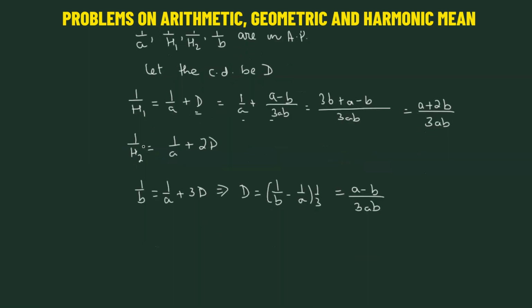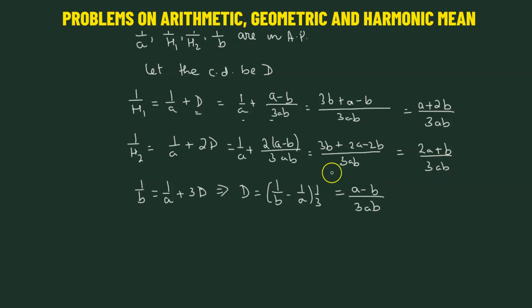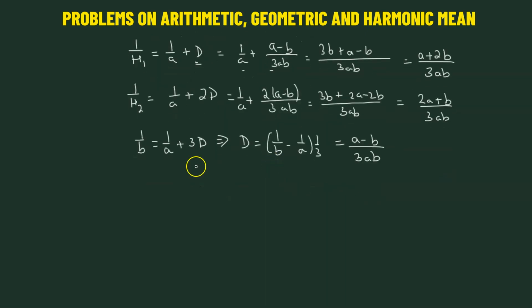Then let's also find out the value of 1 over H2. So this will be 1 over A added to 2 times A minus B. We're replacing the value of d with A minus B over 3AB. So that's equal to, we have 3AB, then in the numerator we have 3B plus 2A minus 2B. So that will be 2A plus B divided by 3AB. Now that we have the reciprocals of H1 and H2, we can find out H1. So H1 will be simply 3AB divided by A plus 2B. And we have H2, the reciprocal of 1 over H2, which is simply 3AB divided by 2A plus B.